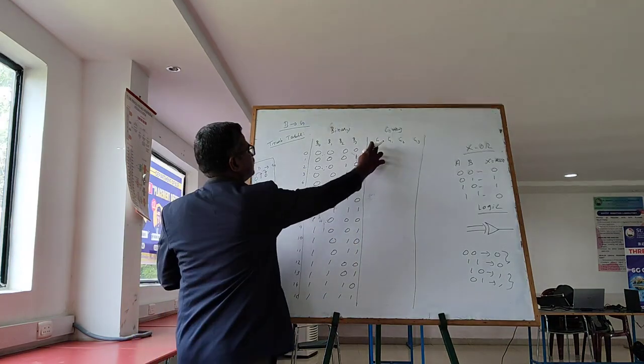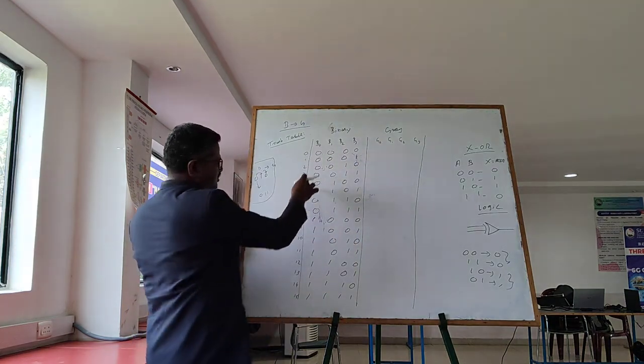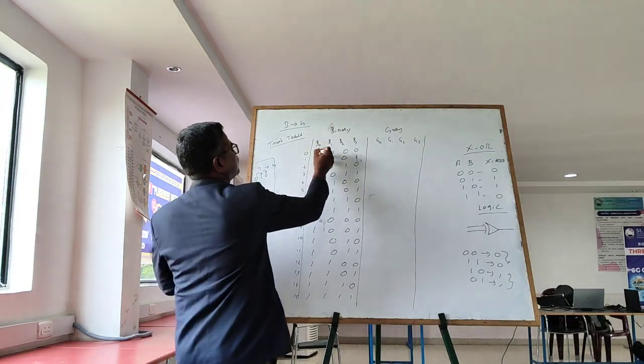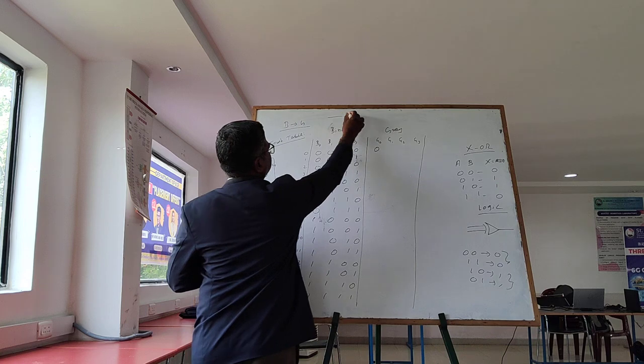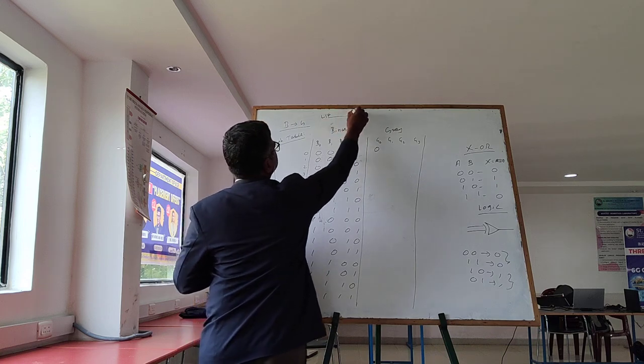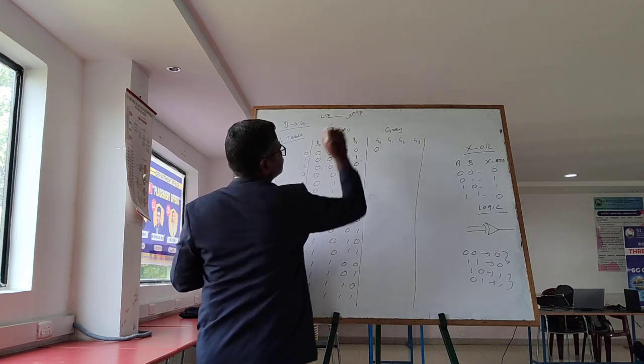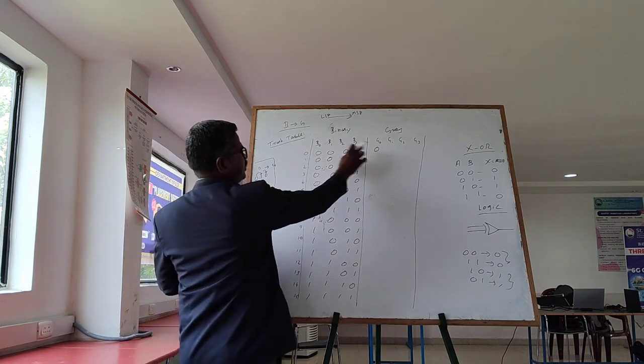So the first one, G0. Always the first bit is supposed to be the same. So here it is 0, which means here also 0. We always come from left to right, LSB to MSB, least significant bit to most significant bit. So keep your 0 as it is.